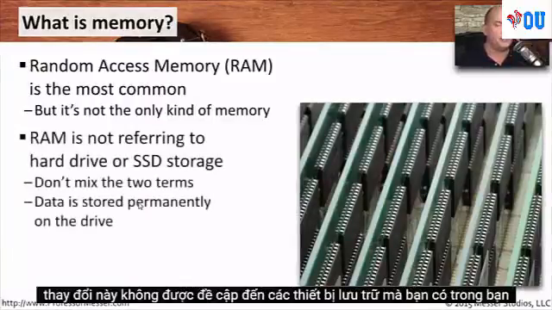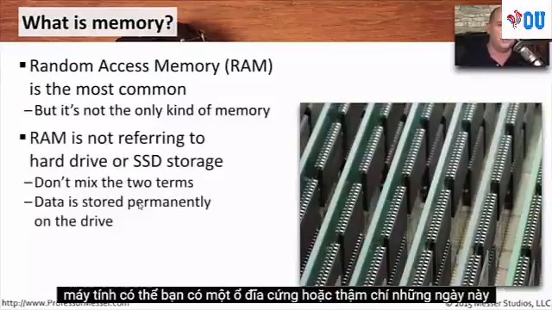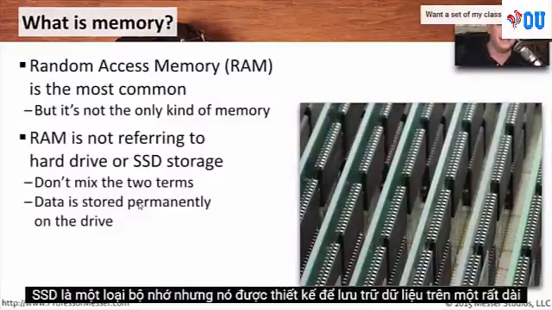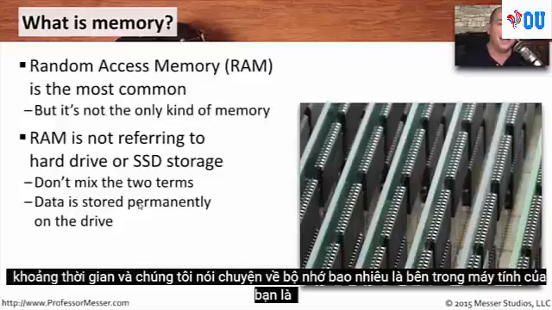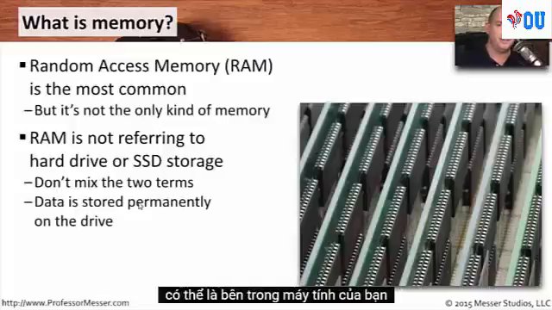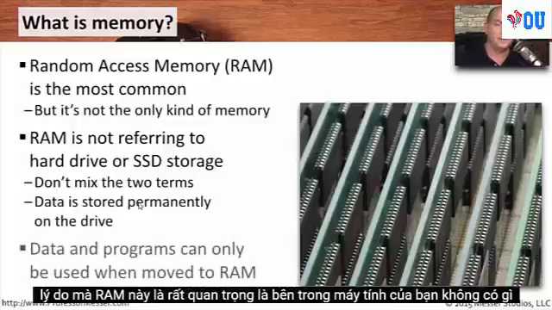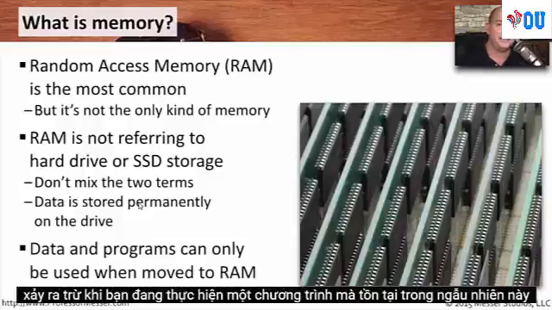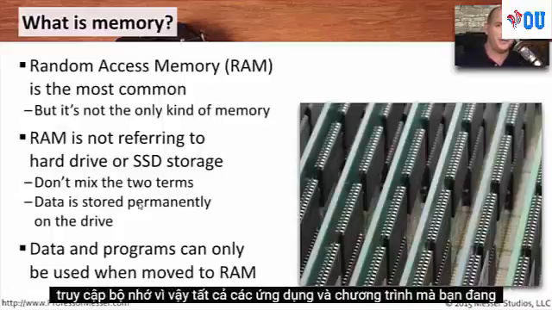This is not referring to the storage device that you have in your computer. You probably have a hard drive or even these days an SSD, which is a type of memory, but it's designed to store data over a very long period of time. When we talk about how much memory is inside of your computer, we're talking about the RAM, not the permanent storage space. The reason RAM is so important is that inside of your computer, nothing happens unless you are executing a program that exists in this random access memory.